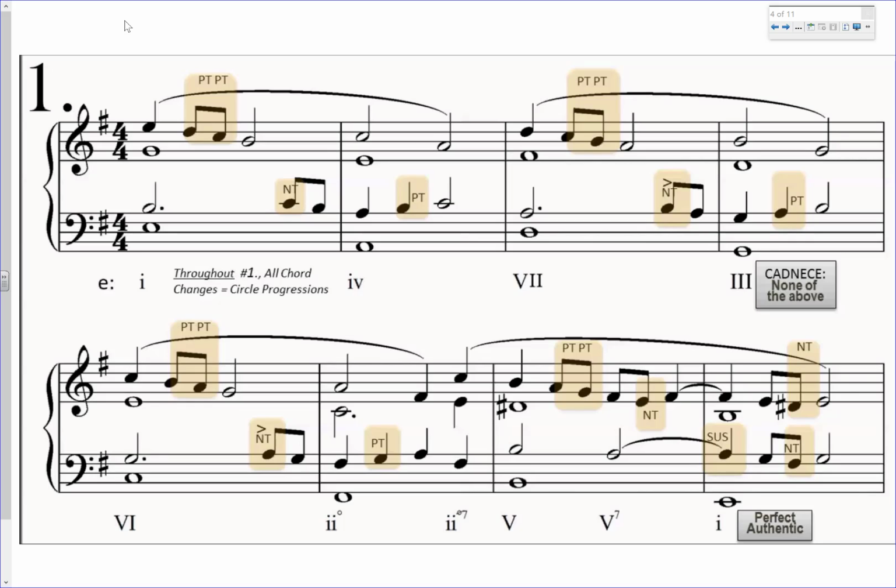But before we even talk about that, let's look at the chord progression. We're in the key of E minor, and it looks as if we have a circle progression: 1, 4, 7, 3, 6, 2, 5, 1. So we're ending on a perfect authentic cadence as well, as you can see.